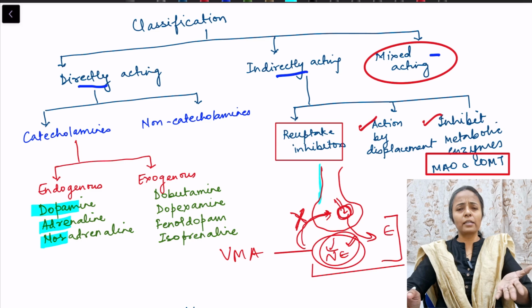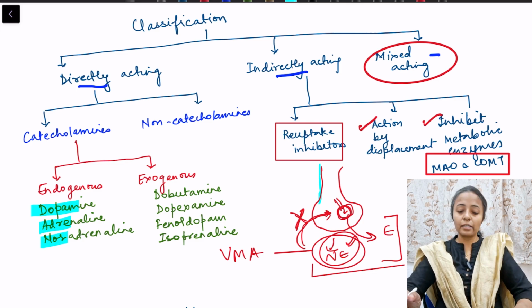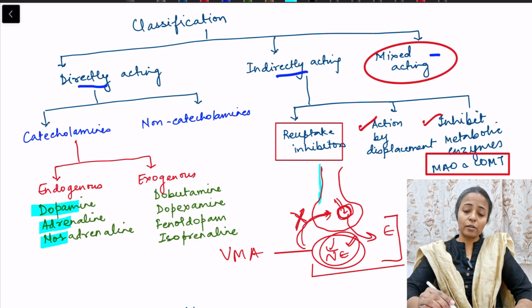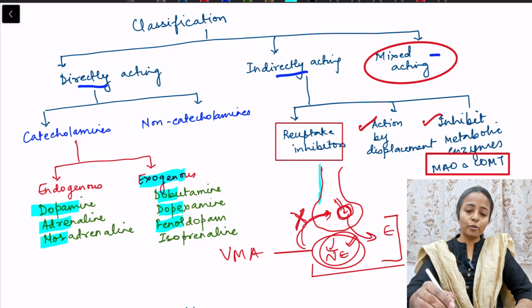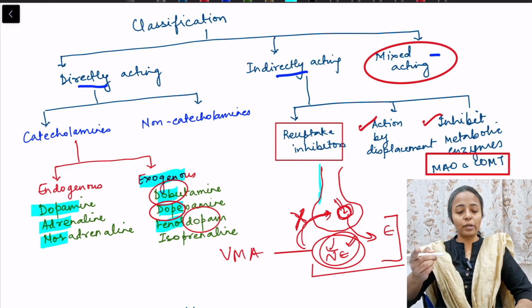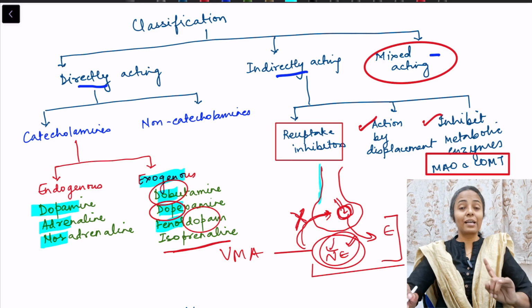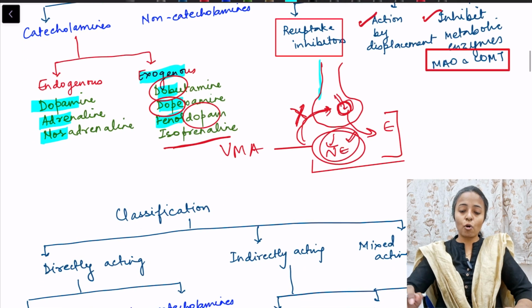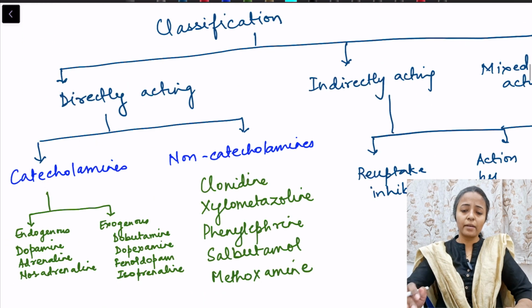So we know that the sympathetic system causes release of these endogenous catecholamines. Dopamine is the one from which noradrenaline and adrenaline are synthesized. Exogenous catecholamines include dobutamine, dopexamine, fenoldopam. So all where the word dopa is there, you see dopa, dopa, dopa: dobutamine, dopexamine, fenoldopam, and there is isoprenaline. So that is catecholamines, endogenous and exogenous. Then we have the directly acting non-catecholamines.